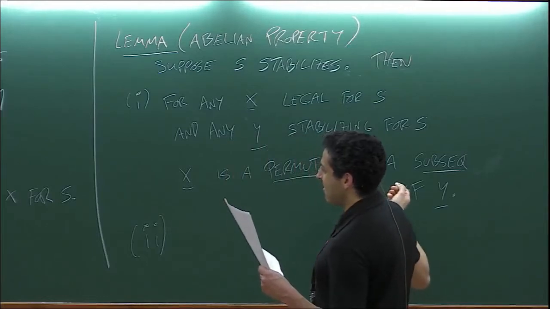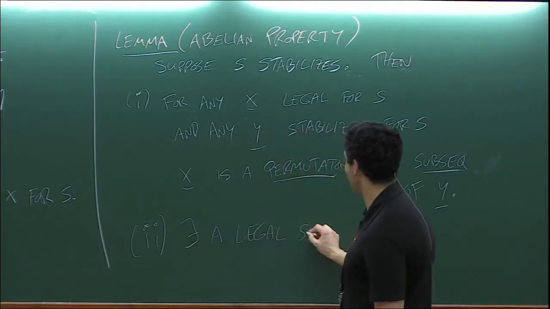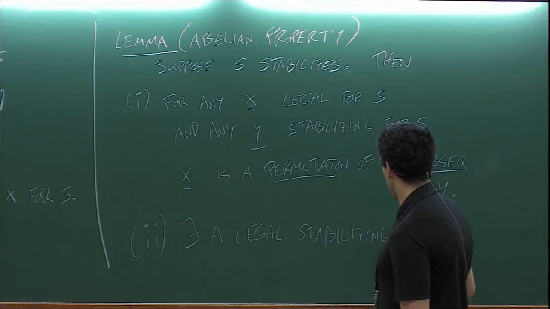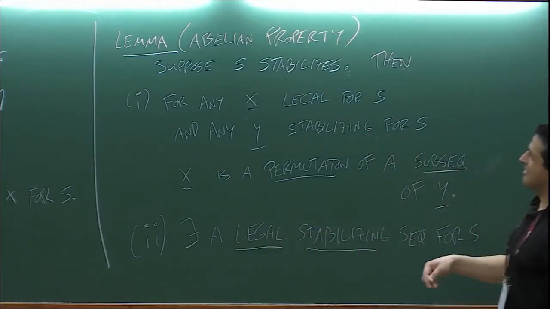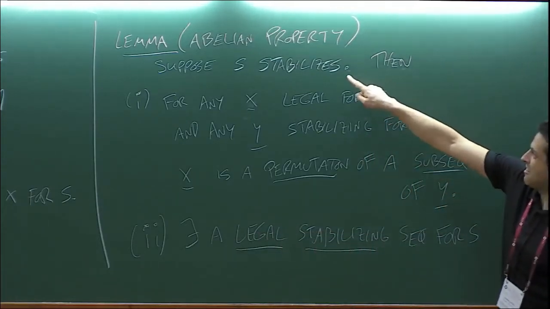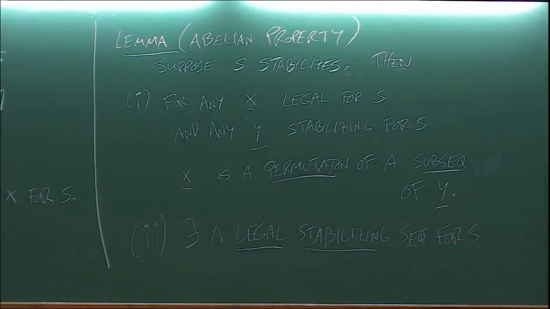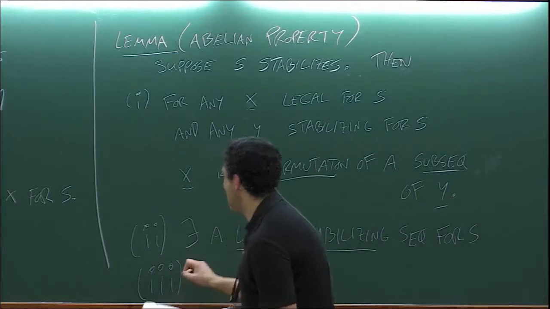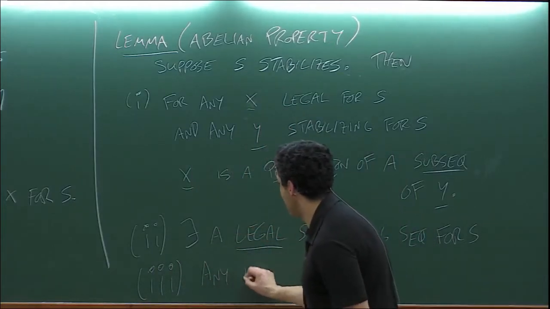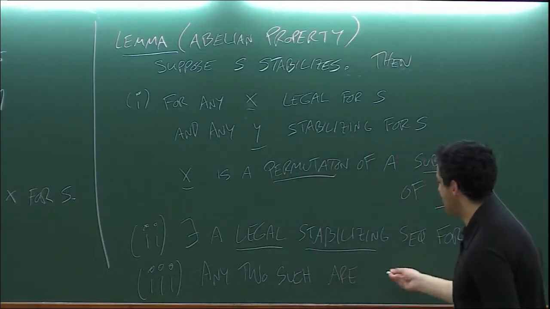So the rest says there exists a legal stabilizing sequence for S. So it's like getting something for free, right? We only supposed S stabilizes, so we only supposed existence of a finite stabilizing sequence. But according to the lemma, that implies there exists a legal one. And 3 will be an immediate consequence of 1 and 2: any 2 such are permutations of one another.